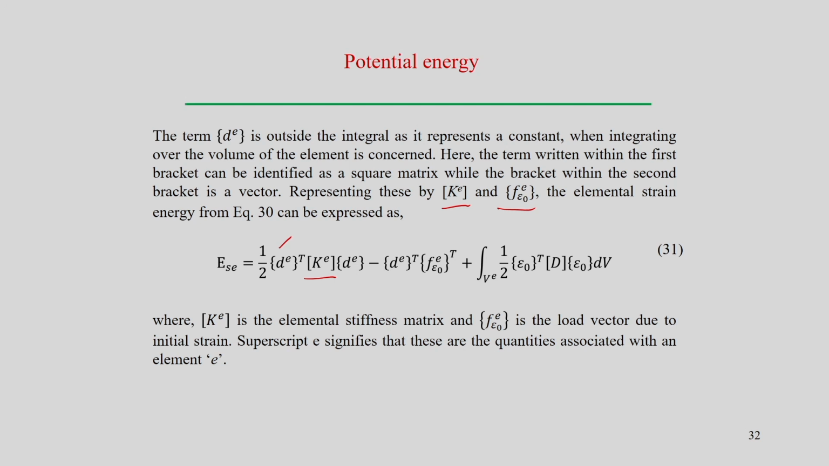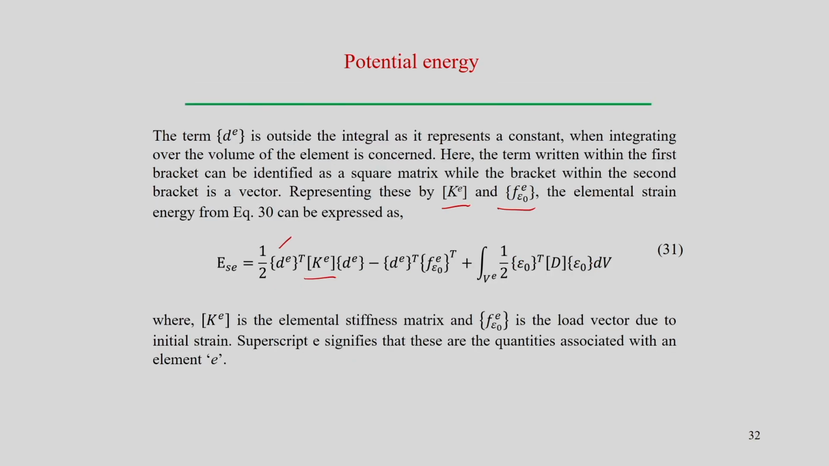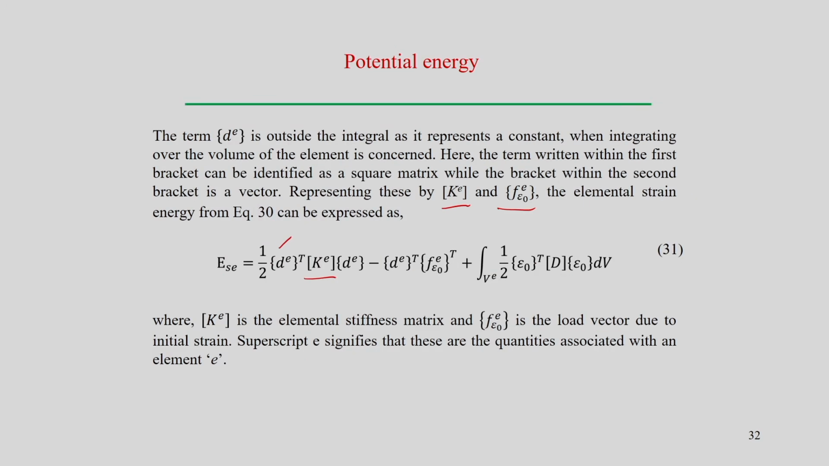Overall, we can see the elemental K matrix, the stiffness matrix, because B transpose dB represents the K matrix. From this equation we can see the expression of the K matrix. This indicates the K matrix for a particular element. So we have half of dE, K, dE, where K represents B transpose dB.